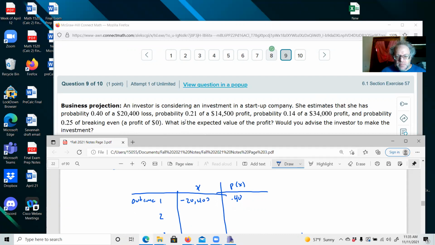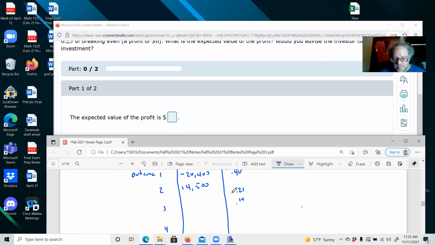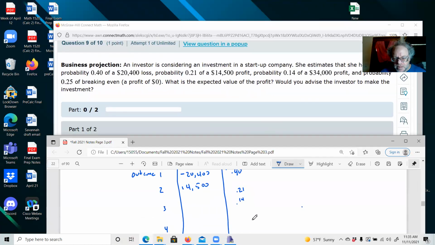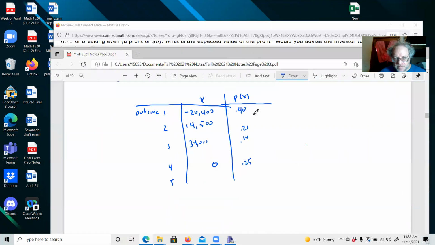Probability of 0.21 of a plus $14,500. A probability of 0.14 of $34,000. And a 25% chance of 0. Then you want to know about the investment. So all we're going to do here is multiply these together and then add them up.